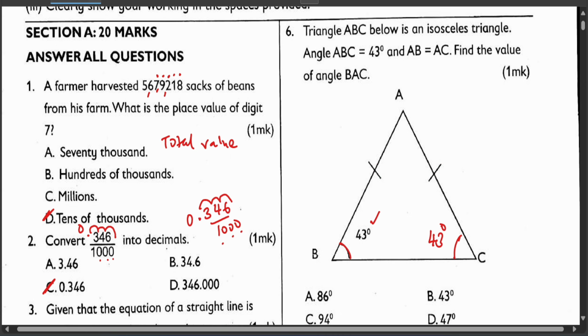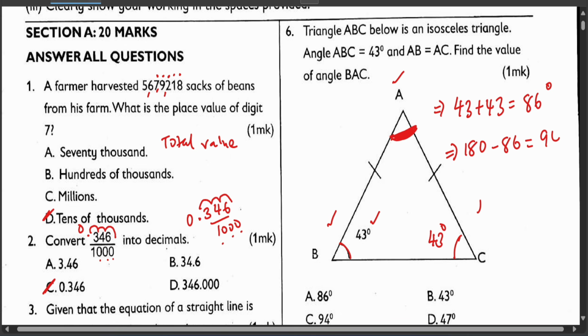So tutafuta nini? Angle BAC. BAC ni hapa. Hii hapa ndo BAC. So how do you search for a BAC? So let's first take 43 plus 43. Itakupa 86. Now remember angles in a triangle add up to 180. So baada ushapata 86, 180 minus 86 itakupa ngapi? Itakupa 94 degrees. So that's your answer.